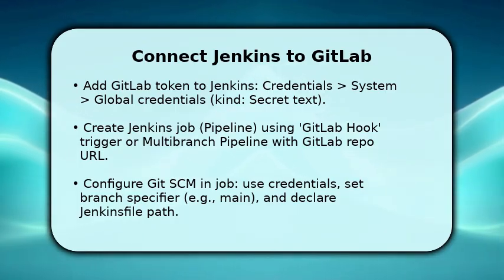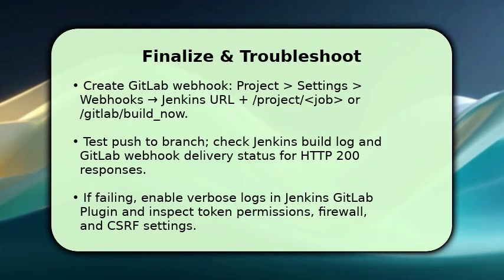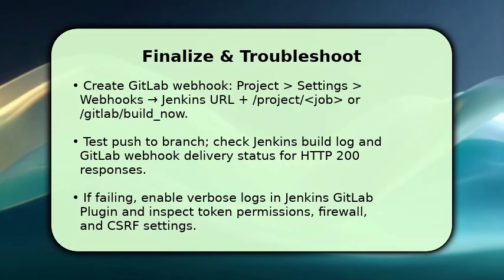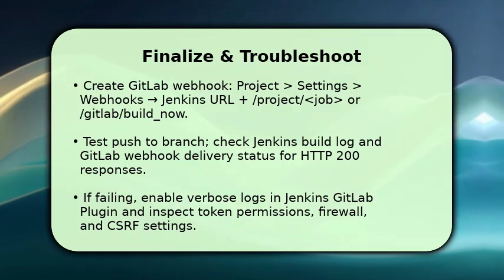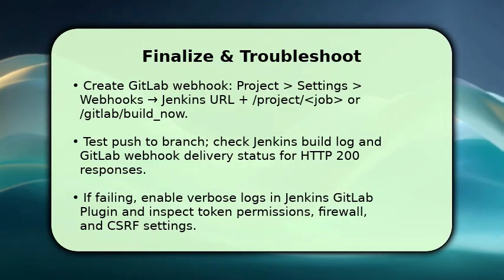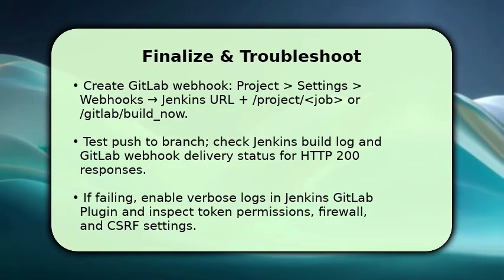To finish, add a webhook in GitLab pointing to your Jenkins webhook endpoint for the job or the GitLab plugin endpoint, including any secret token if you set one. Push a change to the configured branch and watch Jenkins start a build. Then inspect the build console and GitLab webhook delivery for HTTP 200.